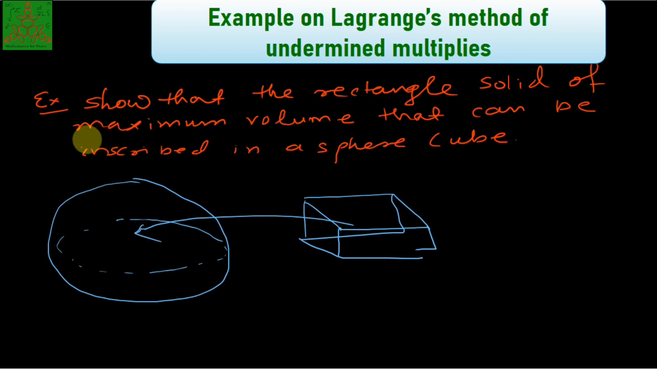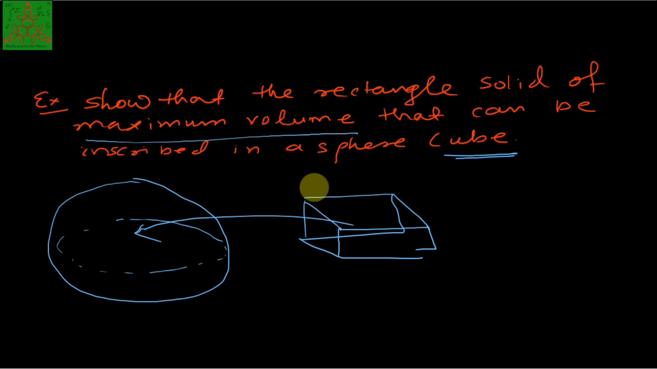You have to prove that this rectangular box can be fitted with the maximum volume if it is a cube. So that means you have the problem of maximizing the volume of a rectangular solid. If I assume that the length, breadth and height are x, y, z, then the volume will be x into y into z.